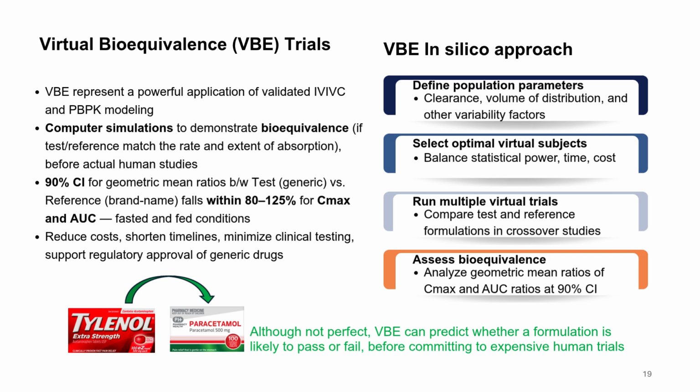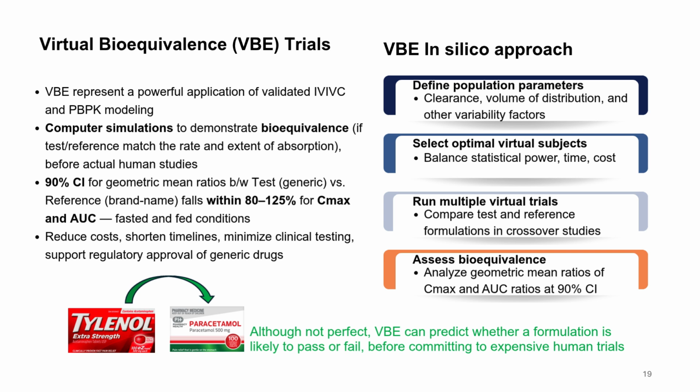In a bioequivalence study, we must demonstrate that the 90% confidence interval for geometric mean ratios between a test, or generic, and reference, or brand name, product falls within 80 to 125% for key pharmacokinetic parameters like Cmax and AUC, under both fasted and fed conditions. VBE trials reduce costs, shorten timelines, minimize clinical testing, and support regulatory approval of generic drugs. Now, let's see the steps in the VBE in silico approach.